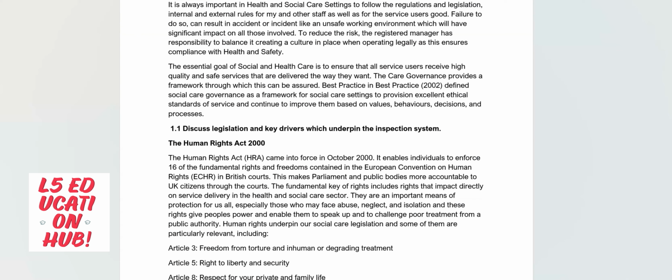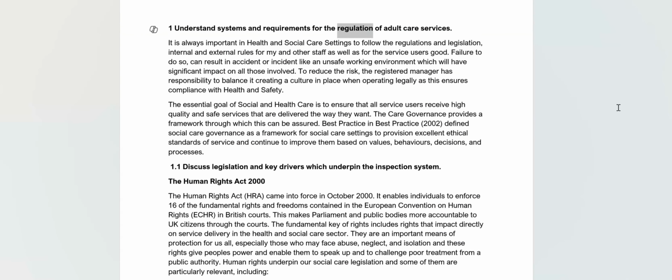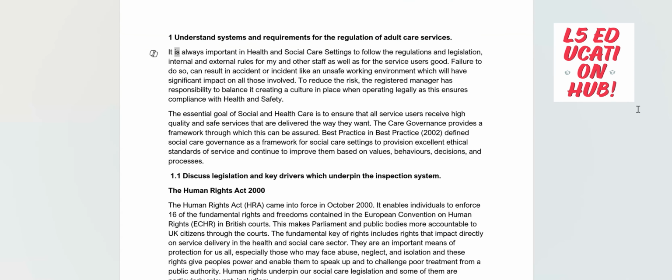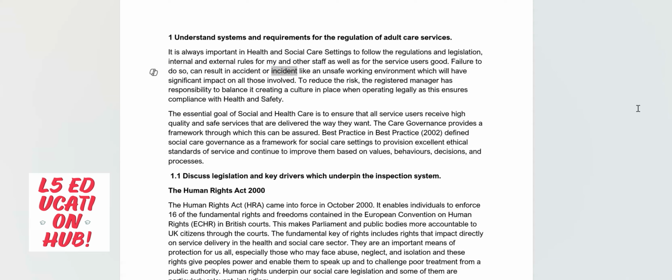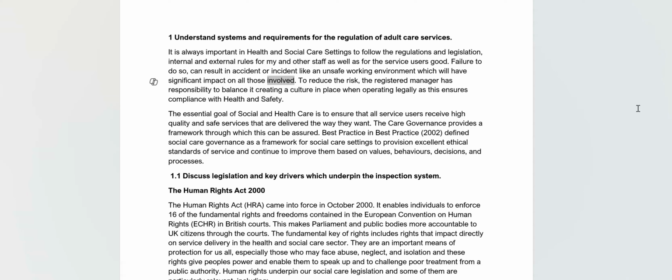Unit 5.2b Understand Systems and Requirements for the Regulation of Adult Care Settings. 1. Understand systems and requirements for the regulation of adult care services. It is always important in health and social care settings to follow the regulations and legislation, internal and external rules for myself and other staff as well as for the service user's good. Failure to do so can result in an accident or incident like an unsafe working environment, which will have significant impact on all those involved. To reduce the risk, the registered manager has responsibility to balance it, creating a culture in place when operating legally, as this ensures compliance with health and safety.